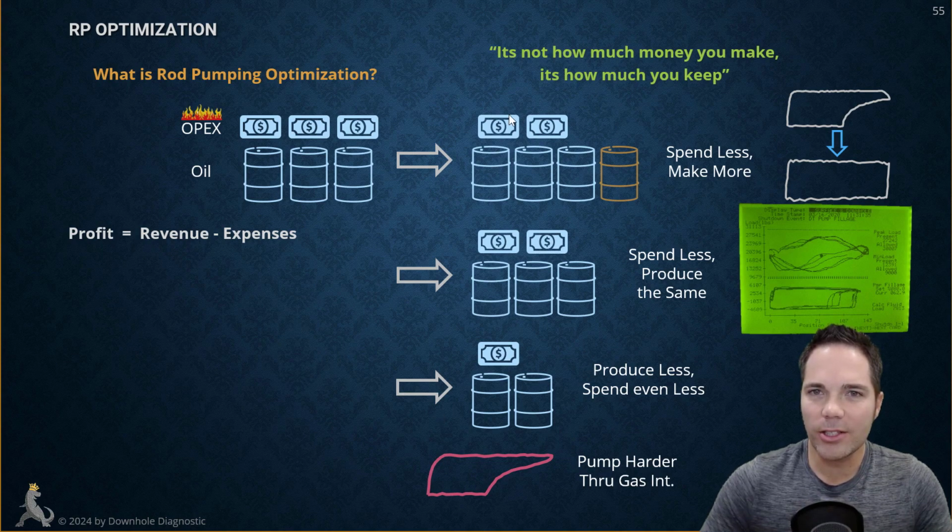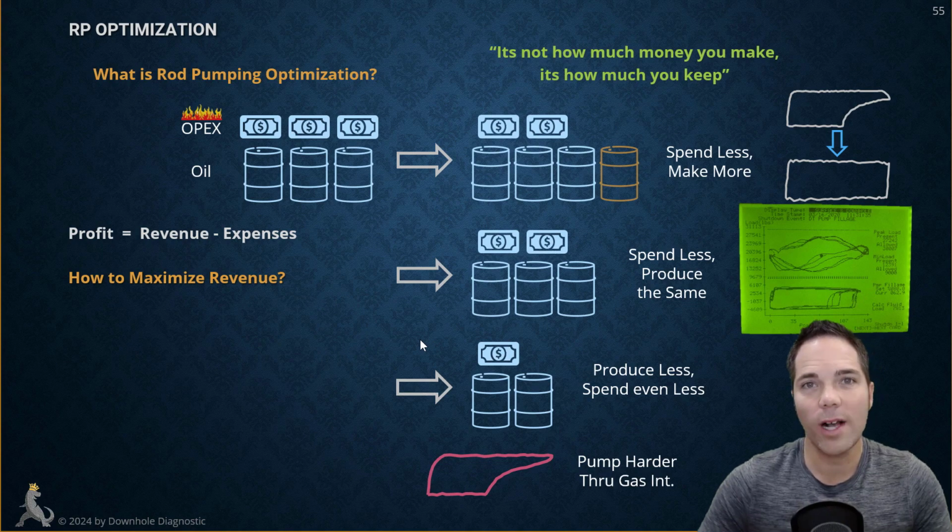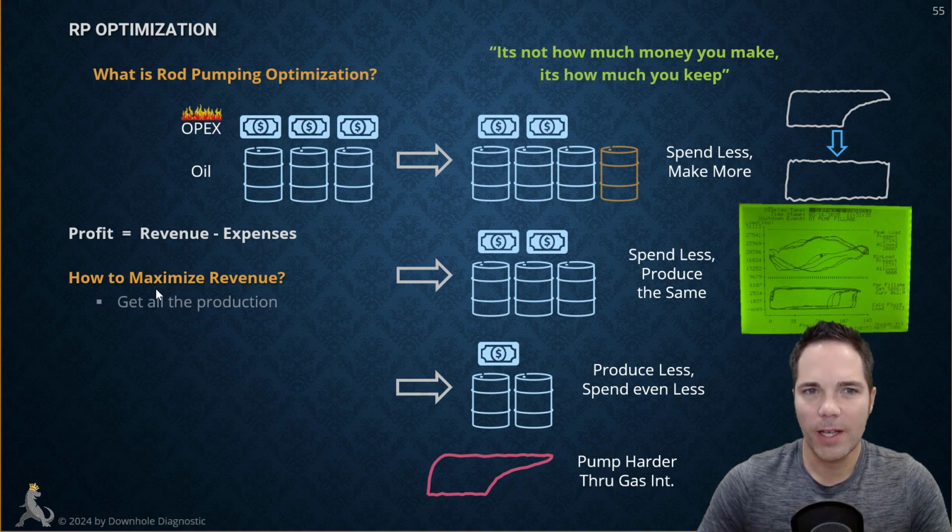But so these are just some of the things to think about here when it comes to maximizing or optimizing our profitability. But let's break this equation down. So how do we maximize our revenue? Okay, this is not a trick question. This is very simple. How do you maximize the revenue from a particular well? Well, you get all the production that you can. So everything that's coming into the well, we want to produce it. That's one aspect of it.